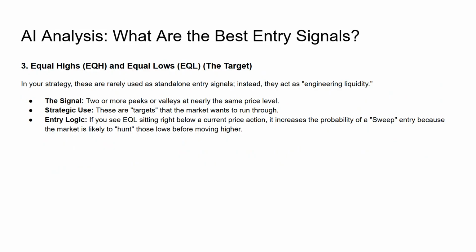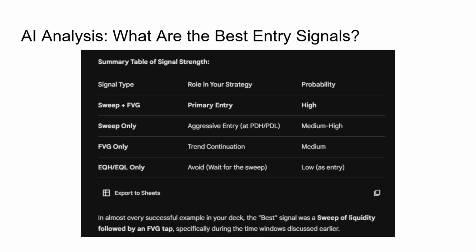So I wanted to get everything in one chart. I said, okay, what are the best entry signals? Just put them in a table for me. It said if you do a sweep and a fair value gap, that's a high probability trigger. A sweep only can be medium to high probability. Simply a fair value gap is medium because I've taken plenty of fair value gaps, I promise they don't all hold. And then equal highs and lows was the last one. When you put all these things together, that's some of the highest conviction signals you're going to get. If you see a sweep, a fair value gap, and equal highs and lows, that's a ton of support or a ton of resistance at that price level.